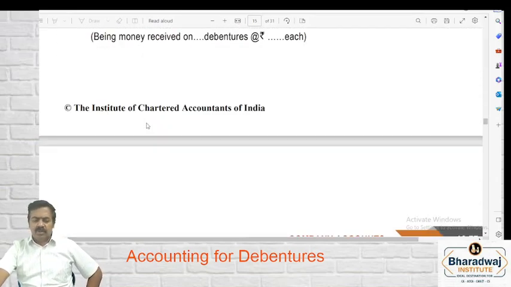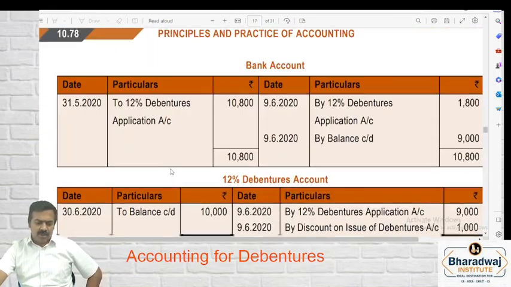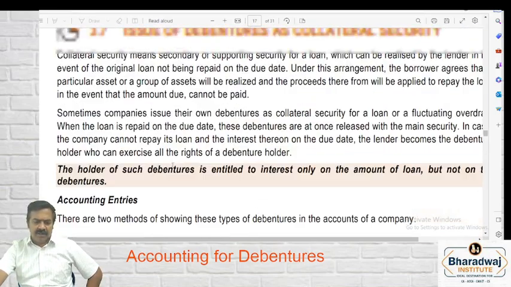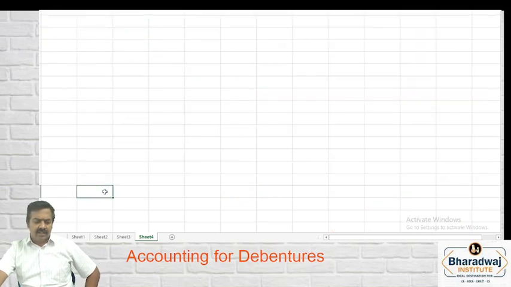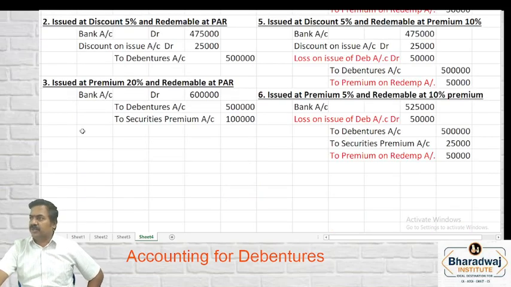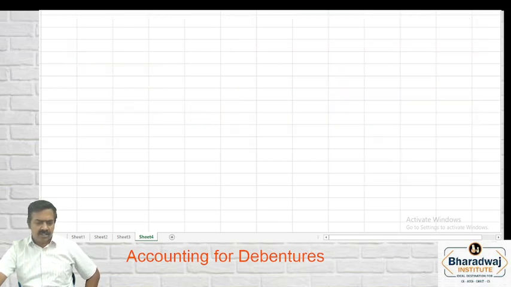And debentures can be issued at discount also. We would have passed the entry. Bank account debit, discount account debit, to which account? Debentures account. Now 6 or 7 illustrations would have been given. You can go through that. Next. This is about issue of debentures for cash. Issue of debentures for which one? Cash. You must go through the ICAI material for the same.